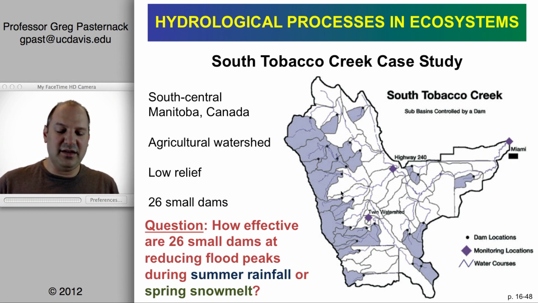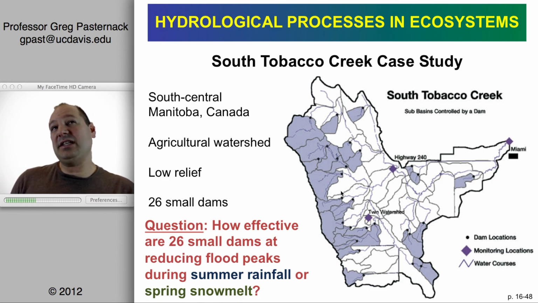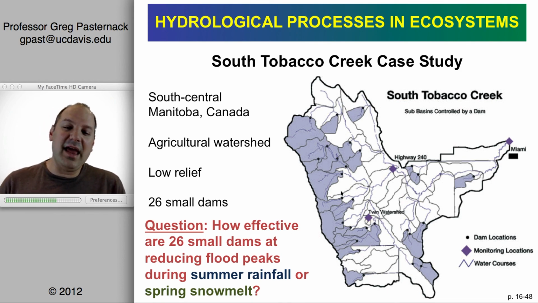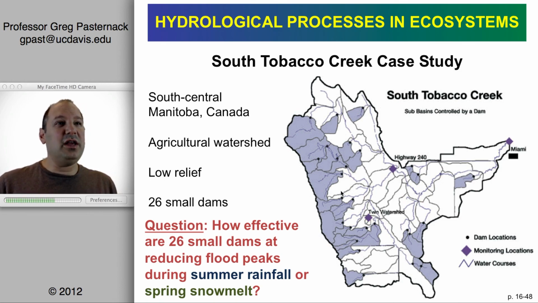frequency of the event. We could also ask the question, what if we were to switch from 26 small dams to one big dam? Maybe if we had one big dam, we wouldn't be creating watershed effects all over the place. We could consolidate the damage, so to speak, into one area. Alternately, maybe 26 dams give us more flexibility to turn things on and off, whereas one dam can't be flexible at all. And then finally, we're going to look at the effects for summer rainfall and spring snowmelt.